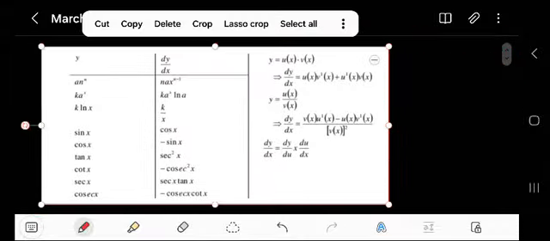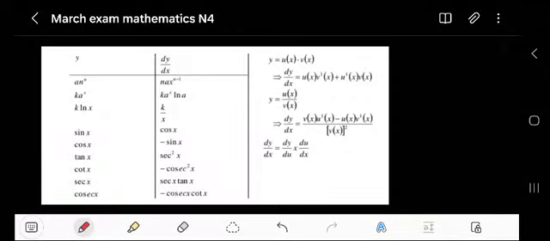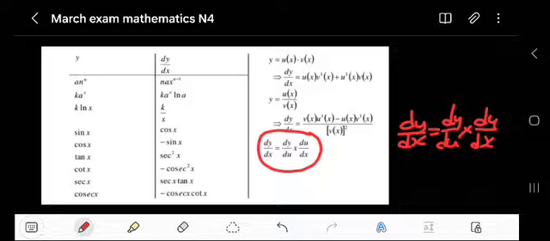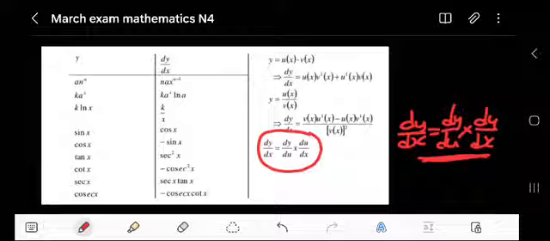On your formula sheet, you will see this is the chain rule. As you can see there, dy over dx must be equal to dy over du multiplied by du over dx. Function of a function. All right. That is what we'll have there.